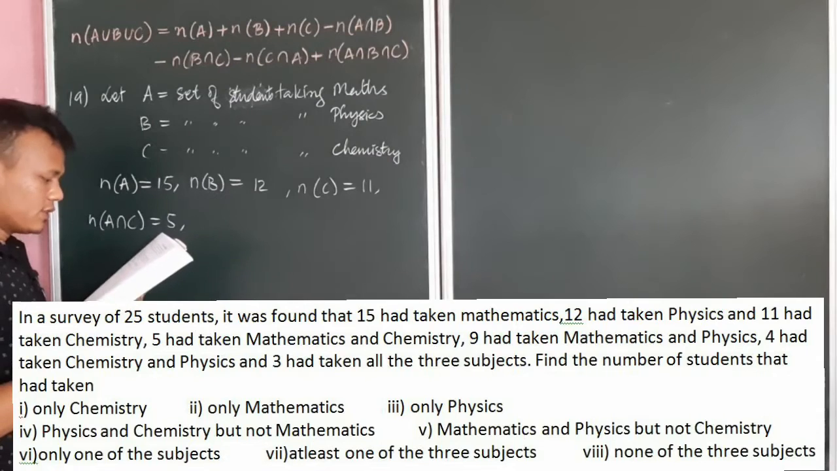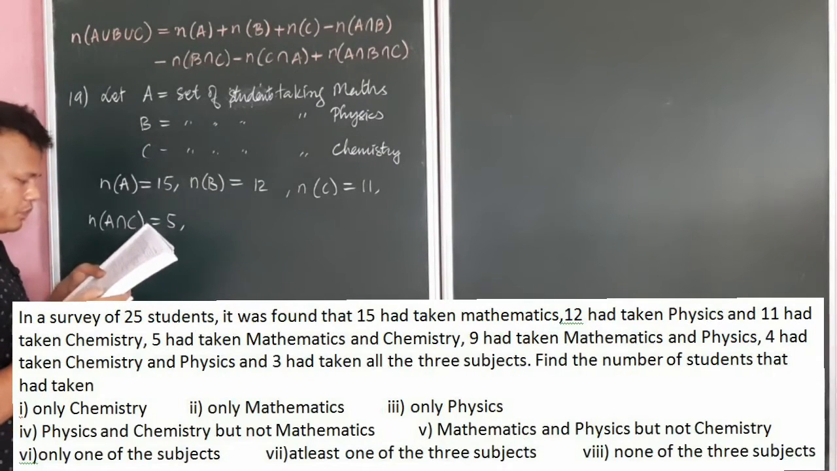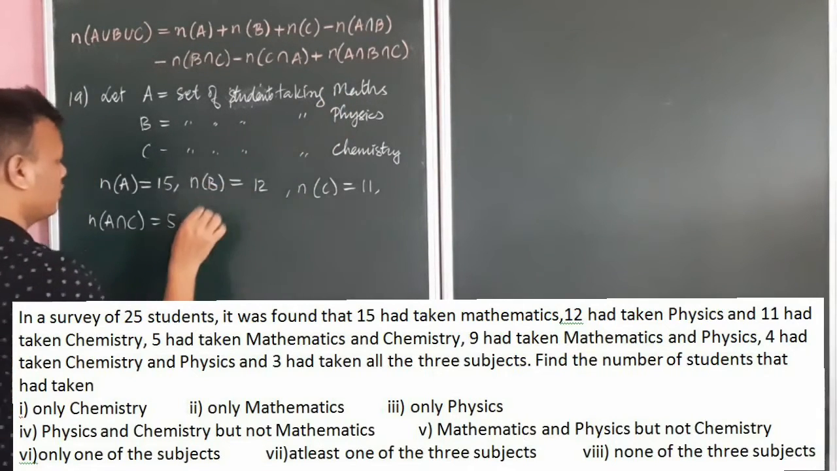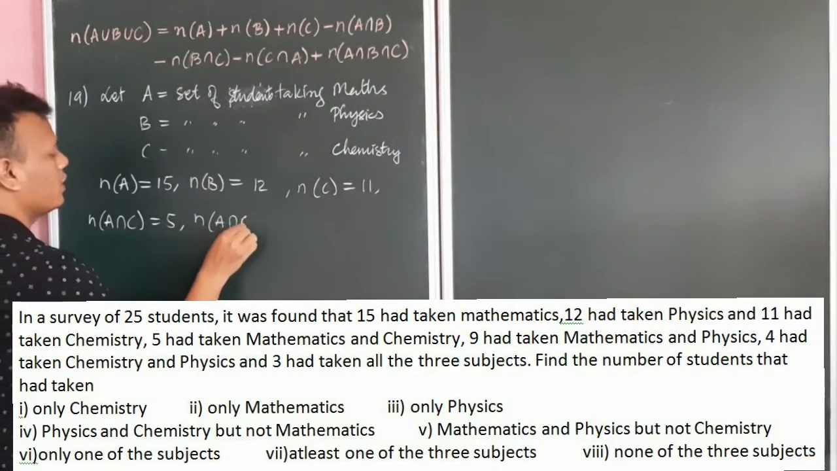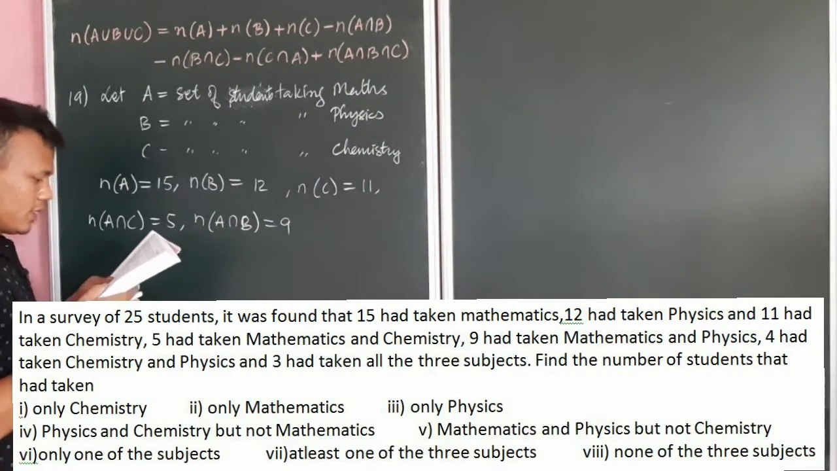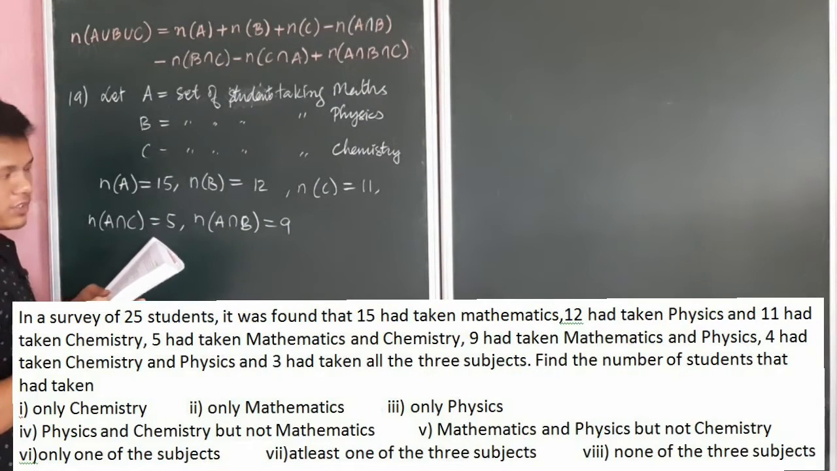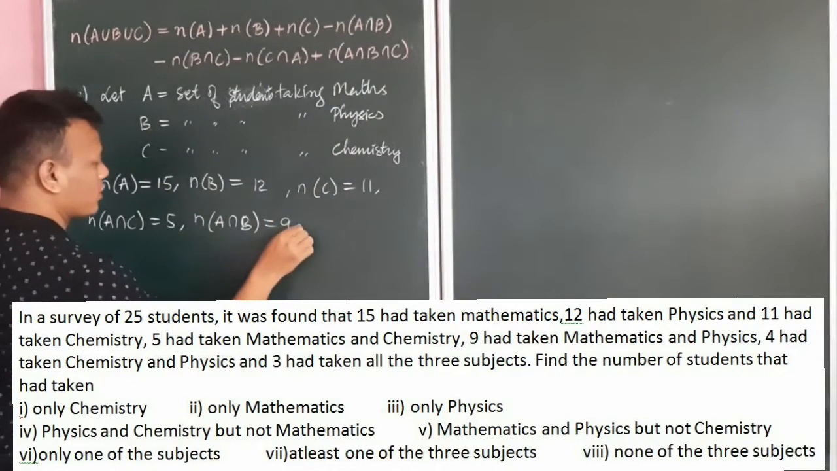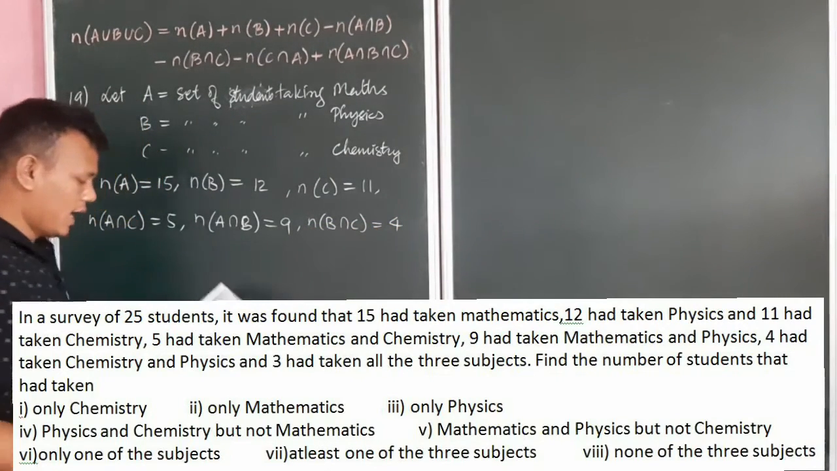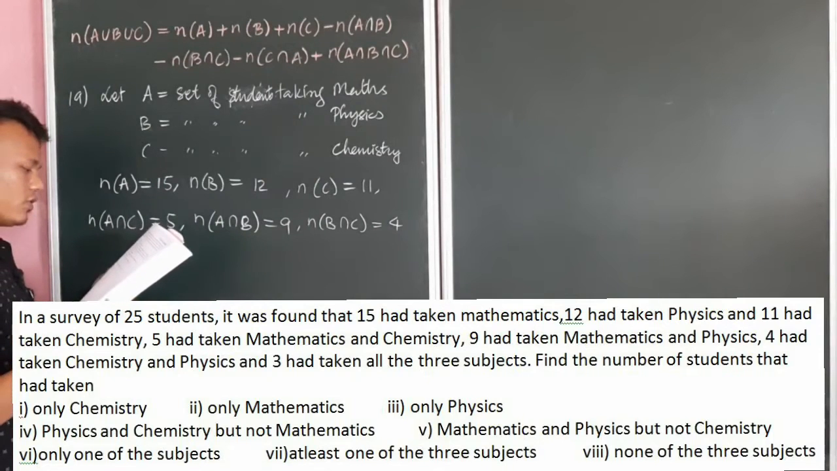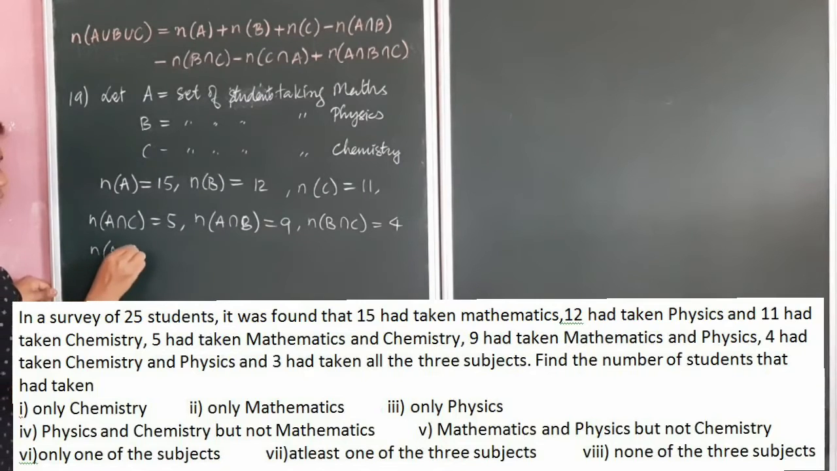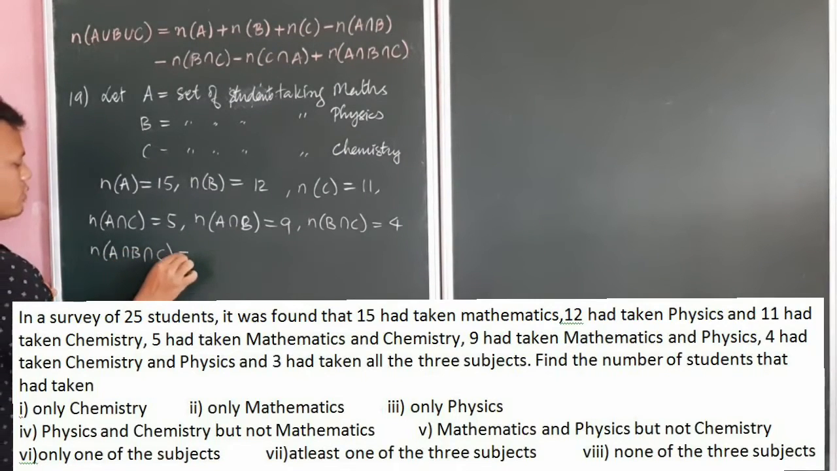Alright. Next is the number of people, okay, 9 had taken maths and physics. So maths and physics means A and B, and the number is 9. Next is 4 have taken physics and chemistry. So physics and chemistry means B intersection C is given to be 4, right? And at last, those who have taken all 3 subjects is 3. That is N of A intersection B intersection C is given to be 3.